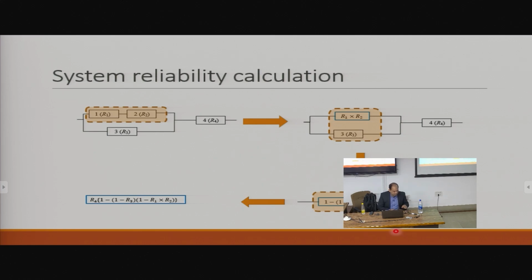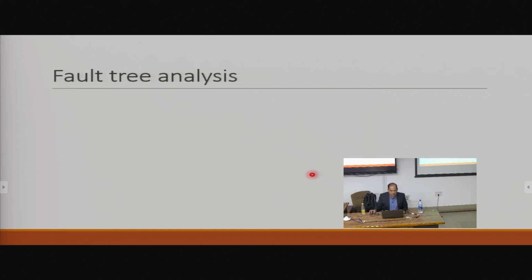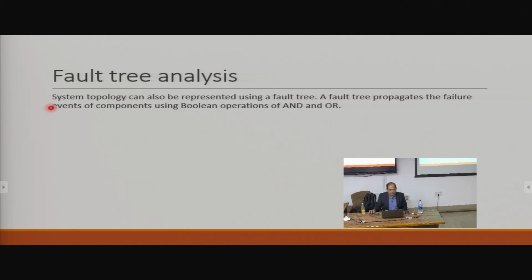Okay, so now we go to another way of doing system reliability analysis, which is fault tree analysis, which again has the same information as the block diagrams, right? So we're not adding or subtracting information; it's just a different way of looking at it. So system topology can be represented using a fault tree. A fault tree propagates the failure events using the Boolean operators of AND and OR.